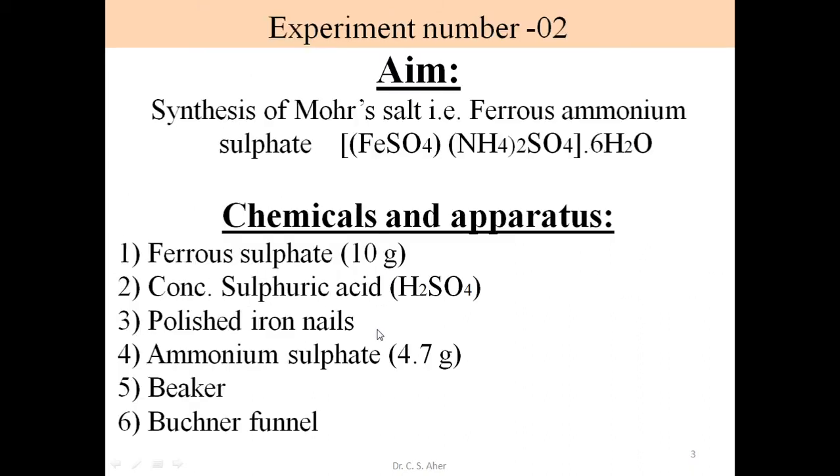With 6 water molecules. So, second experiment, what is the aim? Synthesis of Mohr salt, that is ferrous ammonium sulfate: ferrous sulfate and ammonium sulfate, 6H2O. Chemicals and apparatus: ferrous sulfate, 10 gram. Instead of ferrous sulfate, we can also use bright iron nails to prepare ferrous sulfate.